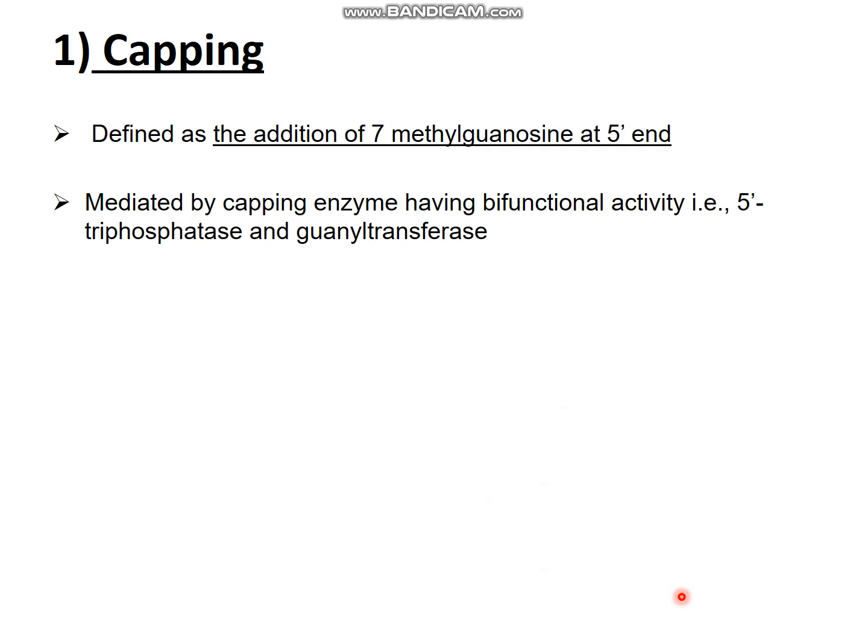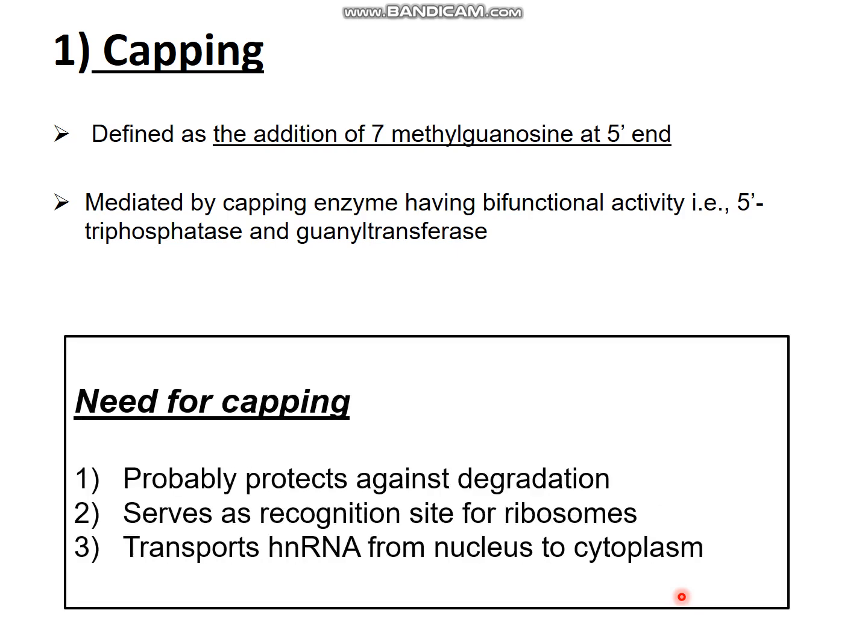Capping is defined as the addition of 7-methylguanosine at the 5' end. It is mediated by the capping enzyme, which has a bifunctional activity, that is a 5' triphosphatase activity and a guanyl transferase activity. Now let's look at what's the need for capping. Capping probably protects our mRNA from degradation. It also serves as a recognition site for the ribosomes so that the translation may occur, and finally it helps in the transportation of the hnRNA from the nucleus to the cytoplasm.